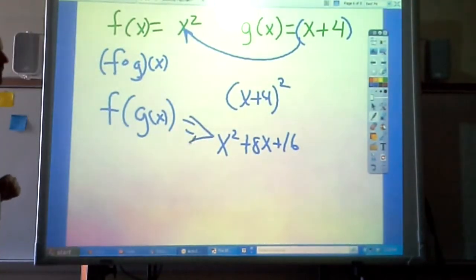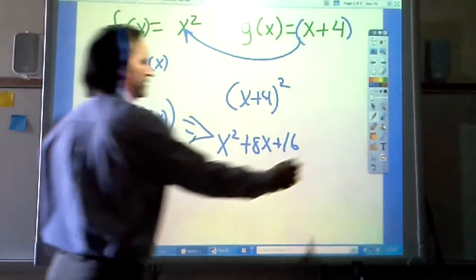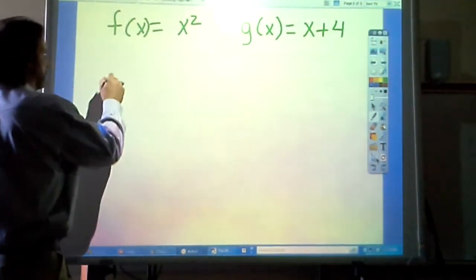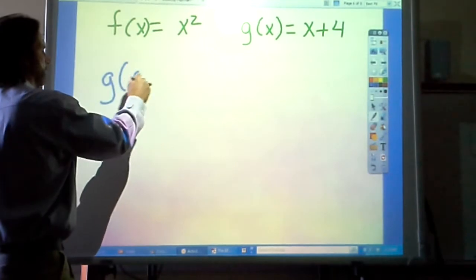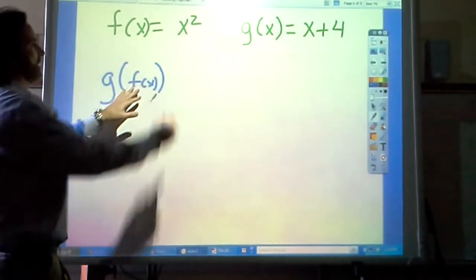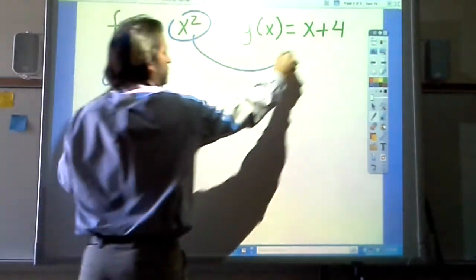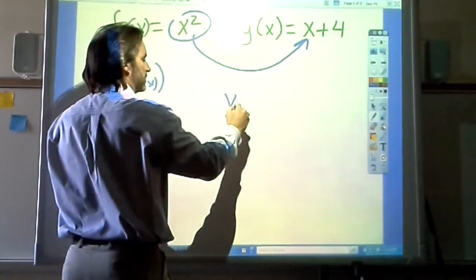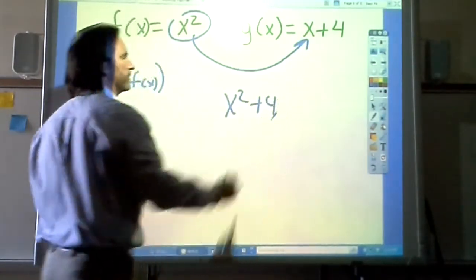Okay? Alright? The other way, G of F of X. Notice my input for G is F of X. This right here goes into X. This is a little easier. That's just X squared plus 4.